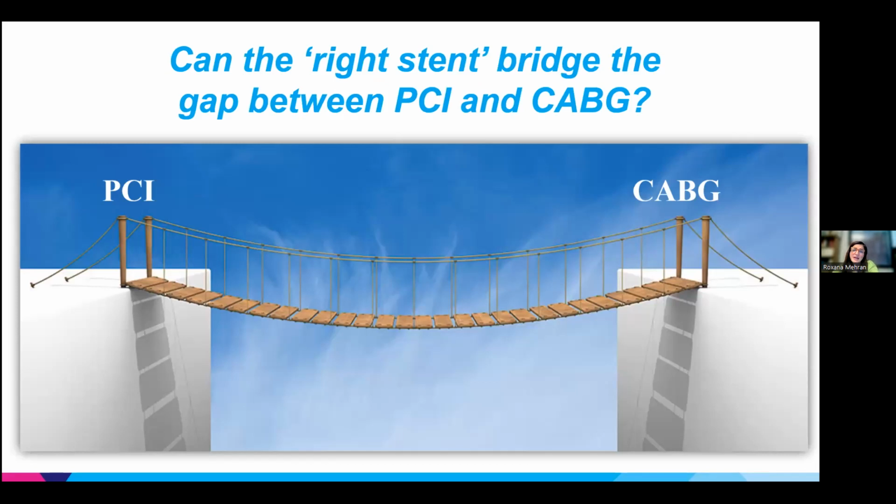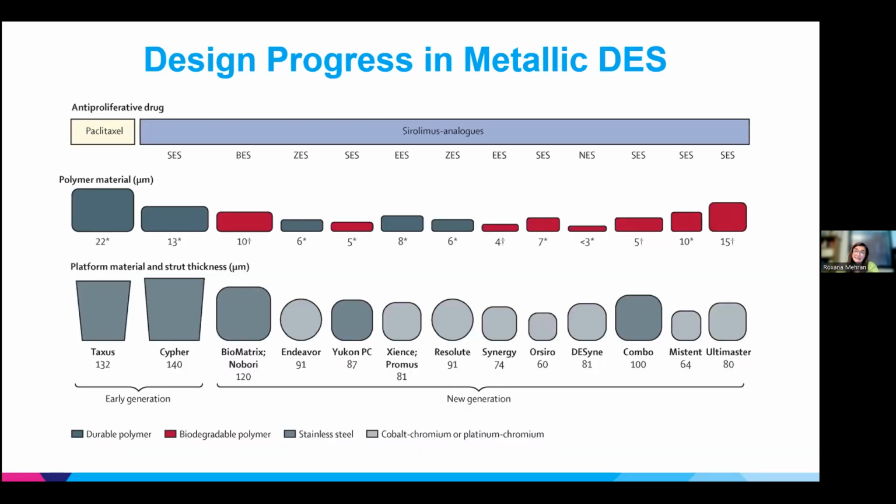So is there any way over these years, has there been any improvement in PCI technology to at least give the patient a lesser invasive approach, or perhaps the first approach for some of the diseases compared to bypass surgery? Well, yes, there has been.